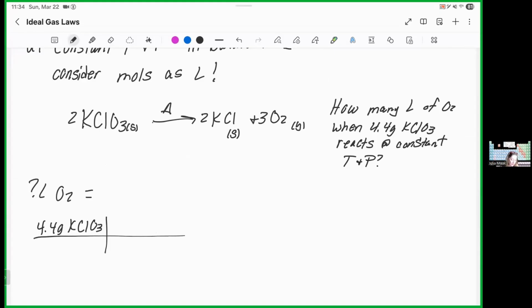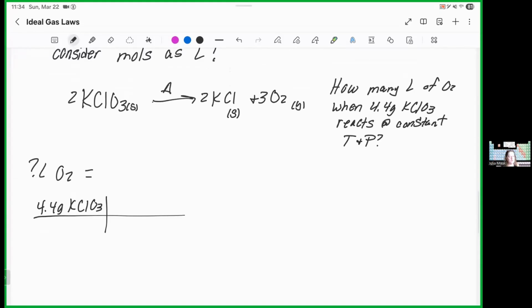We could do a gas law on this, oh no, we cannot do a gas law on this because we're at constant temperature and pressure. Anytime you're at constant temperature and pressure and they're asking about the volume of a gas, you're just going to use stoichiometry. If we get to moles of O2, we can just consider that to be liters of O2. First I need to get to moles of potassium chlorate, and it weighs 122.55 grams in 1 mole of potassium chlorate.